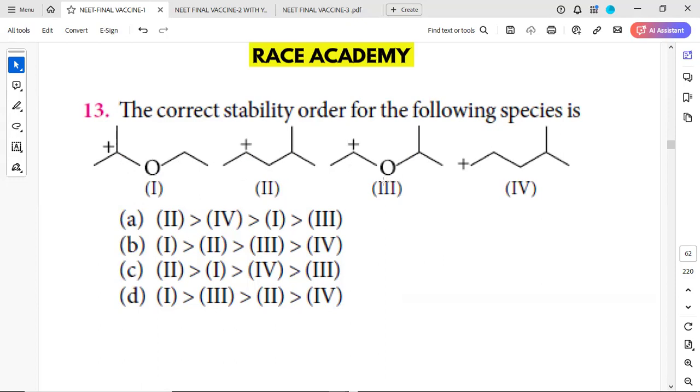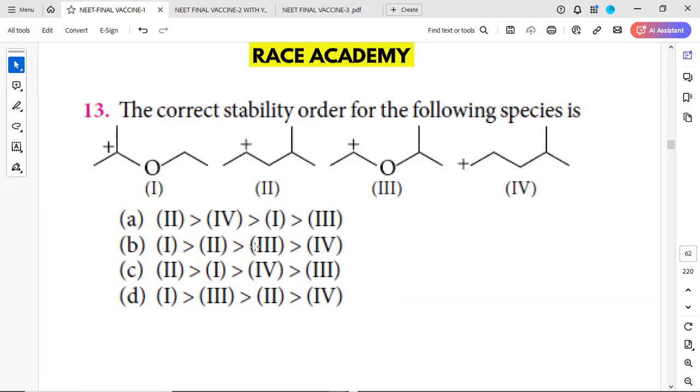In this, the decreasing order of stability goes according to the actual list. First is greater than third, so first one and third one. So D option is the right answer. Second one and fourth one are carbocations that are not exerting a greater positive resonance effect than the others. So 1, 3, 2, 4. The fourth option is the right option for this question.